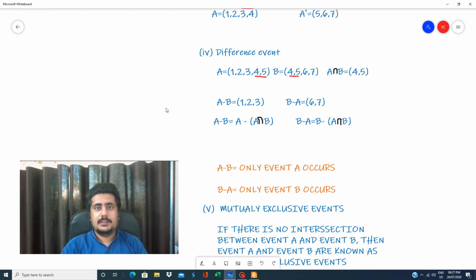Then difference event. What is difference event? I told you that there are two types of difference event, A minus B and B minus A. What is A minus B? You have to subtract the intersection from A. So if A is 1, 2, 3, 4, 5, what is the intersection? 4, 5. Just remove that 4, 5. So A minus B is 1, 2, 3. Exactly the same way we do B minus A. We subtract the intersection from B. So if B is 4, 5, 6, and the intersection is 4, 5, we subtract that 4, 5.